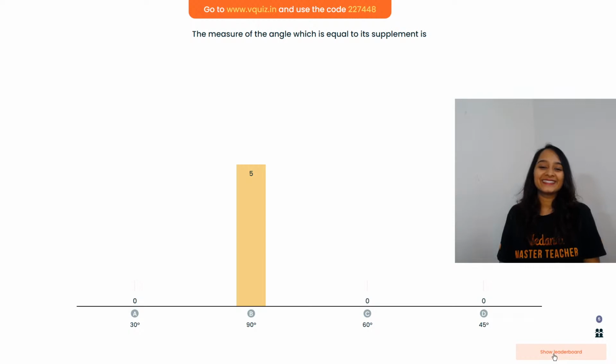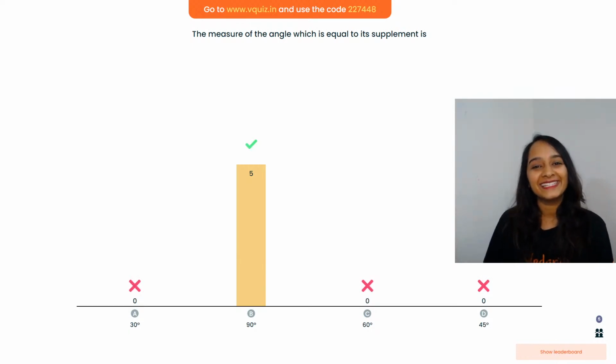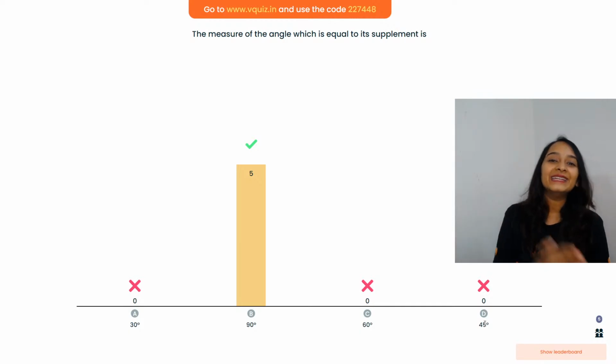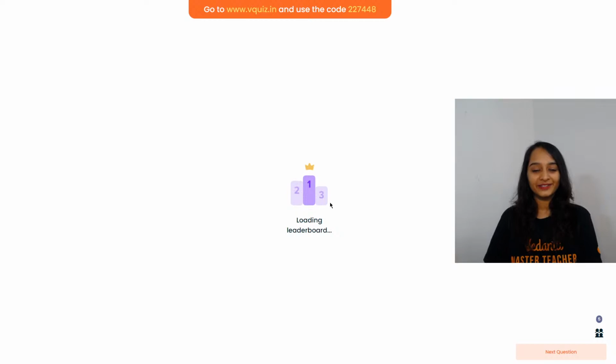Awesome. Look at this, guys. Amazing. Yes, it is 90 degrees. Because 90 plus 90 is 180. So they are supplements to each other.